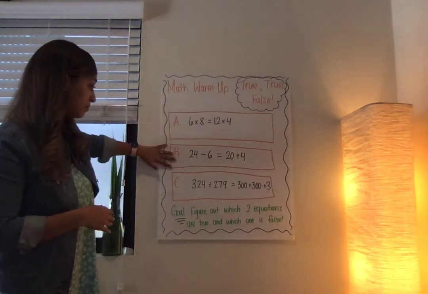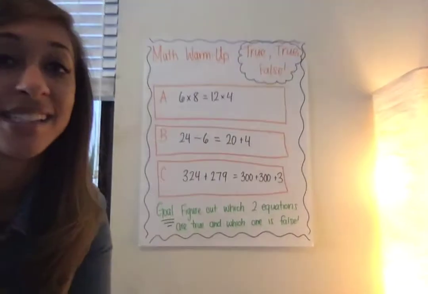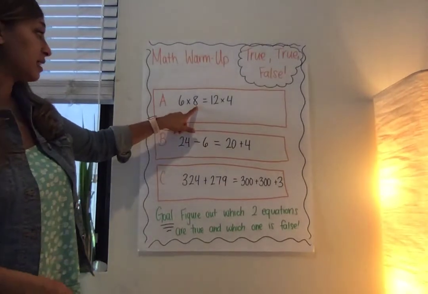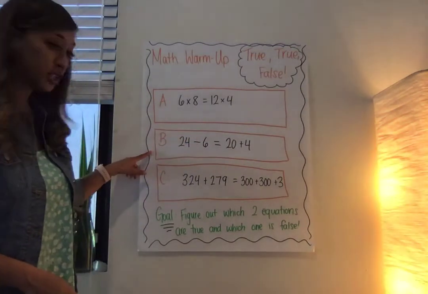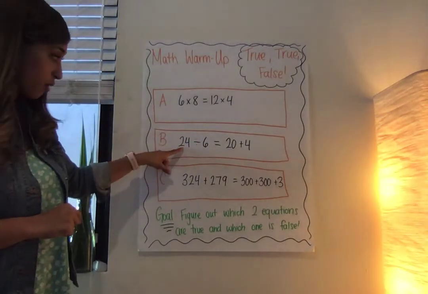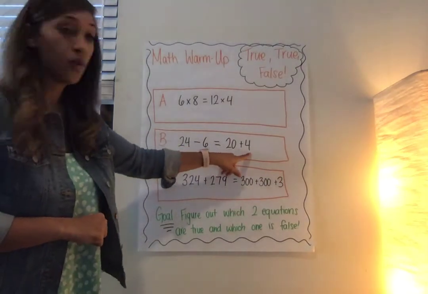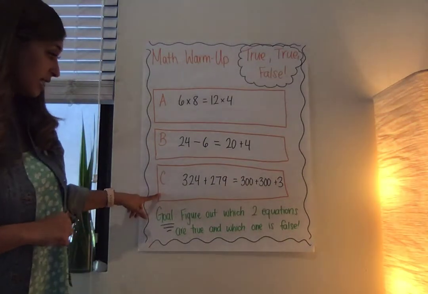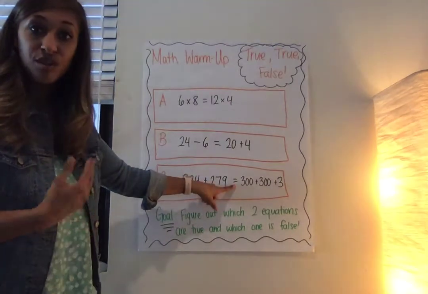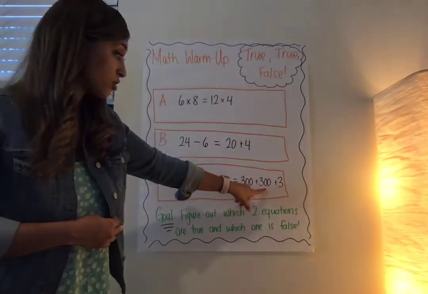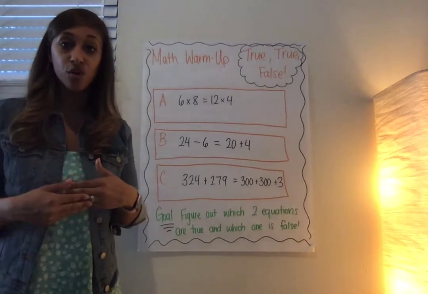So I have mine A, B, and C as my 3 equations. My first equation says 6 times 8 is equal to or the same as 12 times 4. Equation B, or my second equation, is 24 divided by 6 is equal to or the same as 20 plus 4. And my last equation, C, says that 324 plus 279 is equal to or the same as 300 plus 300 plus 3.